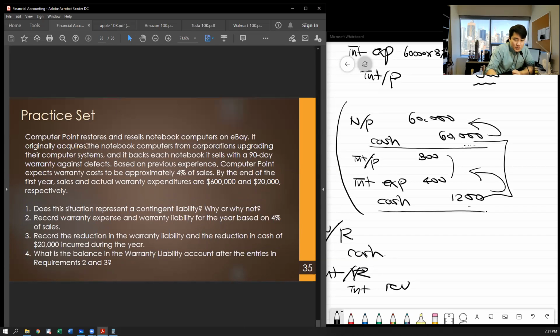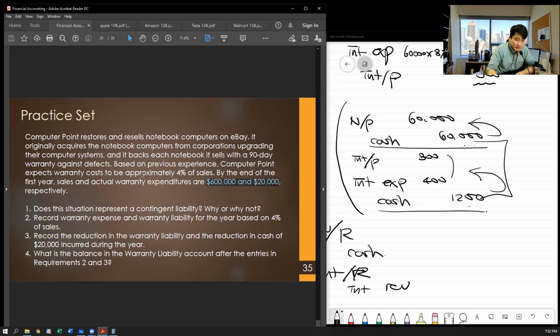Warranties. So the company sells laptops. Lots of information. So, a 90-day warranty. Based on previous experience, the company expects warranty costs to be approximately 4% of the sales by the end of the first year. Sales and actual warranty expenditures are given respectively. Does this situation represent a contingent liability?